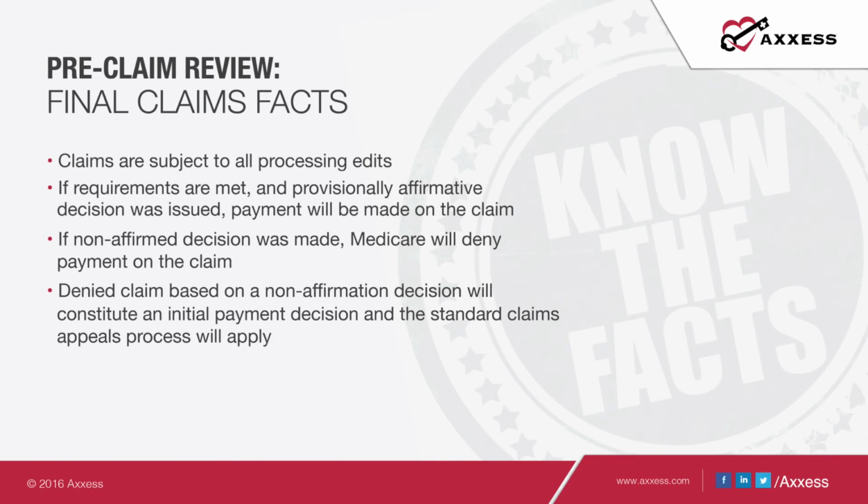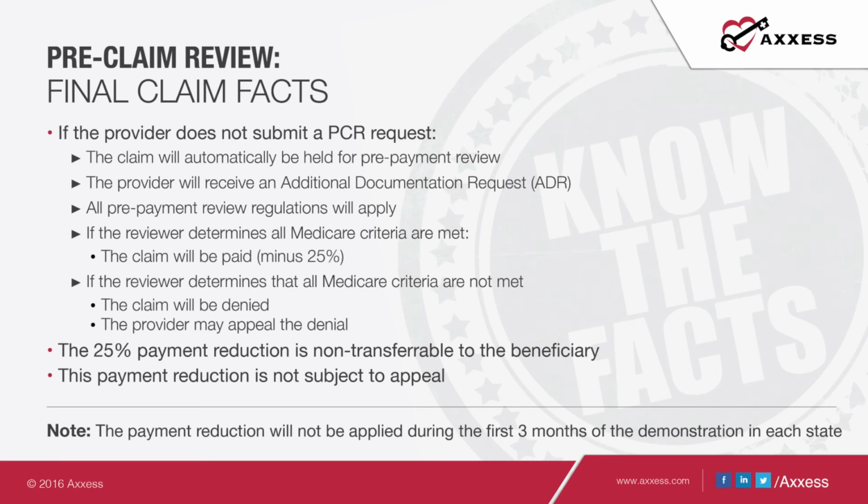Let's talk about some final claims facts next. The claims are subject to all processing edits as before. If requirements are met and a provisionally affirmative decision was issued, then payment is going to be made on that claim. However, if a non-affirmed decision is made, Medicare is going to deny payment on those claims. And the reason behind that, of course, is that the patient did not meet the criteria for receiving the Medicare home health benefit to begin with. Now, a denied claim based on a non-affirmation decision will constitute an initial payment decision, and the standard claims appeal process will apply.